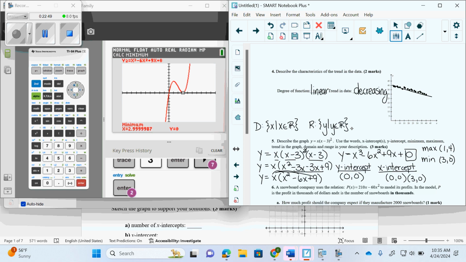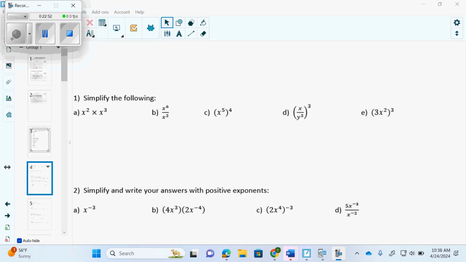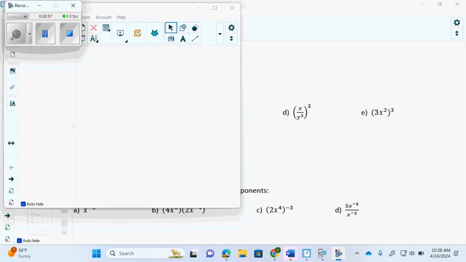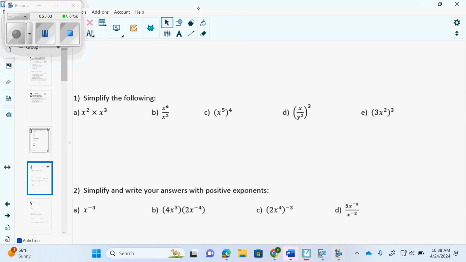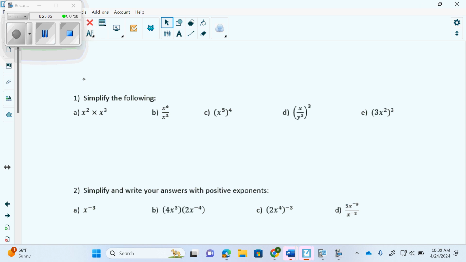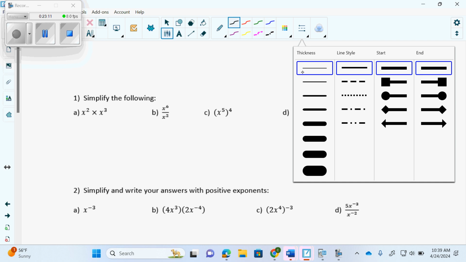We're going to work on the rest tomorrow. We're going to start exponents. We're on page 4. We need exponent laws for this one. So, last time you talked about exponent laws was mainly in grade 10. A little bit in 20-1, and a tiny bit in 20-2. But you all talked about it in grade 10. All right.